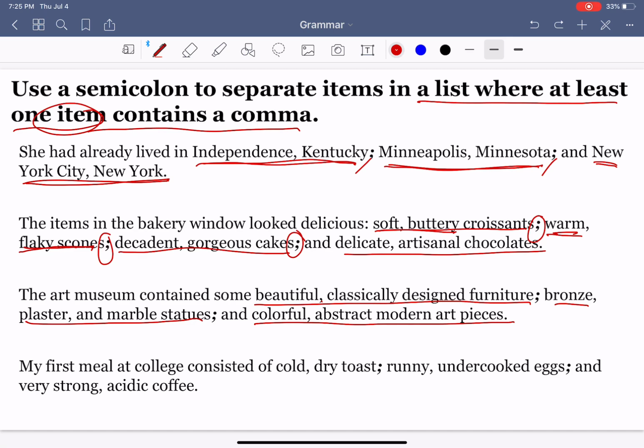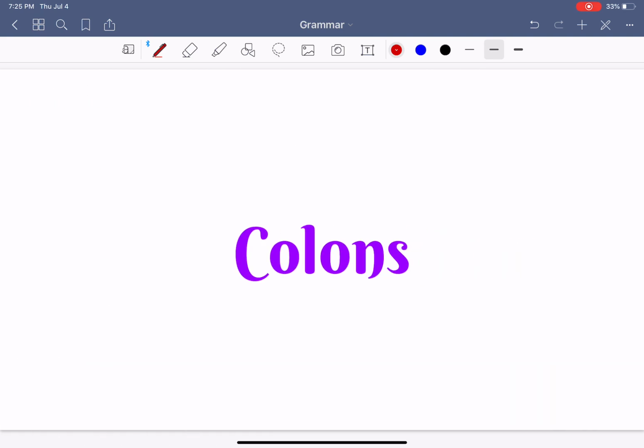My first meal at college consisted of cold, dry toast; runny, undercooked eggs; and a very strong, acidic coffee. So those are the items in the list. Since each item has a comma in it, we need to separate the items in the list with semicolons. And now we get to learn about colons.